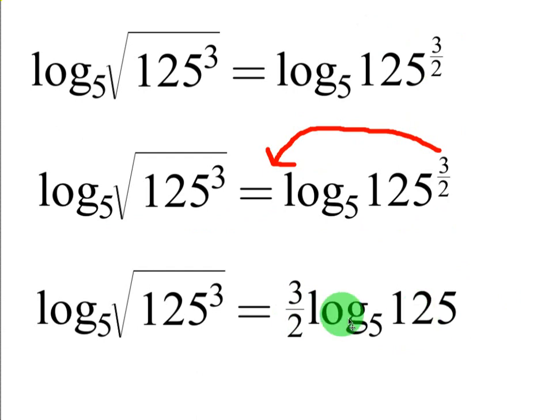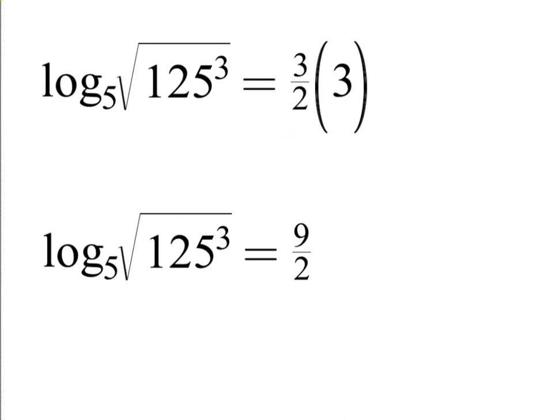Who can tell me what log base 5 of 125 is? 3. Why? Because 5 times 5 is 25, 25 times 5 again, because 5 to the third power is 125. So this is just going to become 3. I'll give you a second to copy this. So log base 5 of 125 is 3. Then you just take that exponent 3/2 and multiply by 3. Why do the 3's not cancel here? Because in order for them to cancel, that 3 would have to be on the bottom. Yep, so it becomes 9/2.